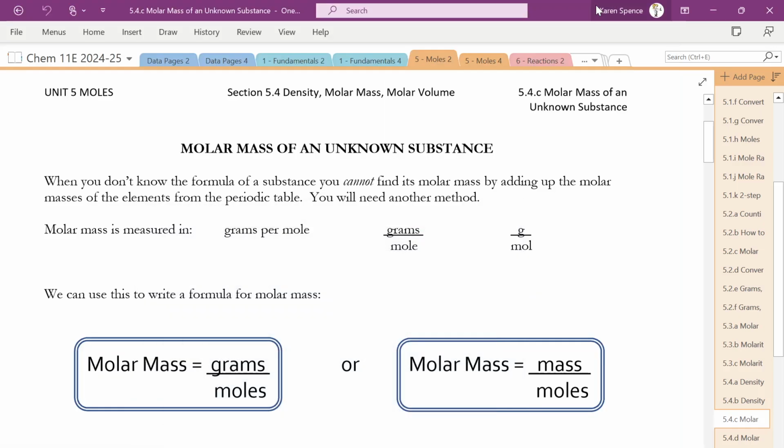Yes? No, 78 is not on the quiz. Is it the mole? This is the mole book. Mole book, page 78.